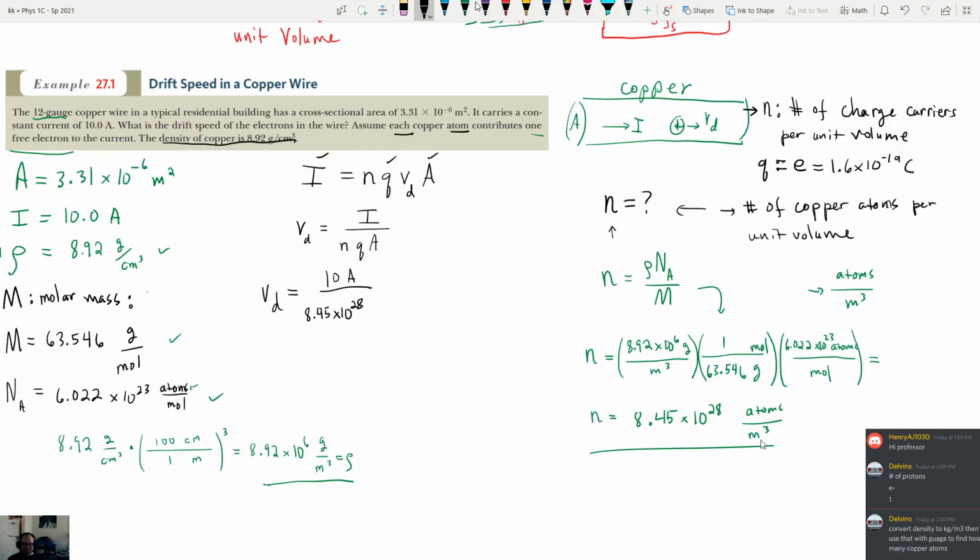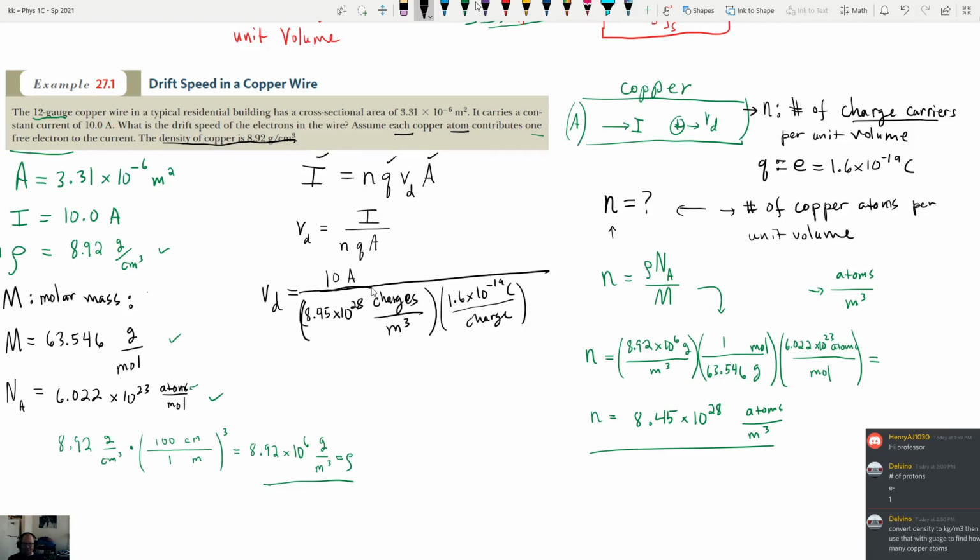Now, it's atoms per meter cubed, but it really also represents the number of charge carriers, right? So I'm just going to say that this is the number of charges per volume, because again, each atom contributes 1 charge. We need to multiply that by the charge on a single charge. So that's going to be 1.6 times 10 to the negative 19 coulombs. That way we can have it cancel out with the charges right here.